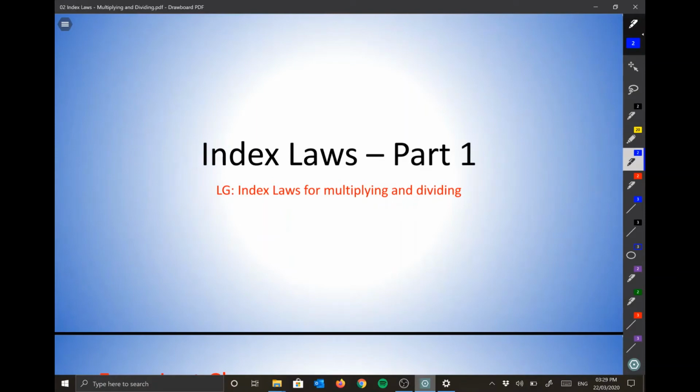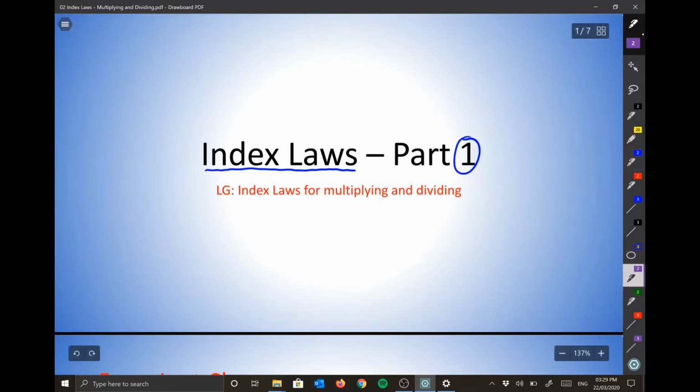Hello, Yunan. Today's lesson is going to be on index laws. And I'm calling this part 1 because we're going to spend probably most of this week looking at different index laws. What we're specifically looking at today, though, is multiplying and dividing indices, or terms that have indices, I should say.